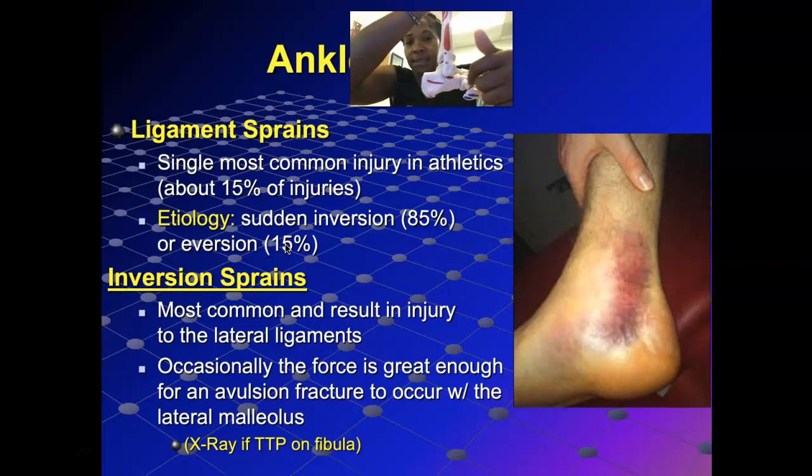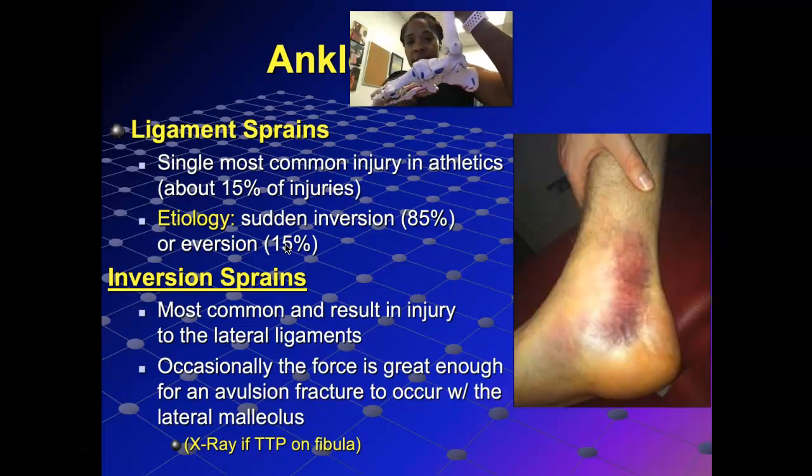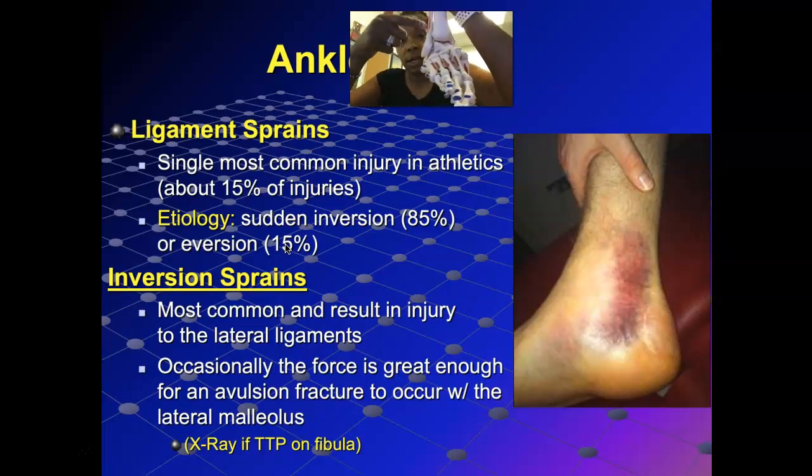This type of mechanism typically happens in about 85% of the ankles that you'll see coming into your clinic. In 15% of the cases, the foot moves outward, an eversion mechanism, and then the medial ligaments get injured. So why might there be such a large difference between the number of ankle sprains that occur on the lateral side and the number that occur on the medial side? It has to do with, believe it or not, fibular anatomy.